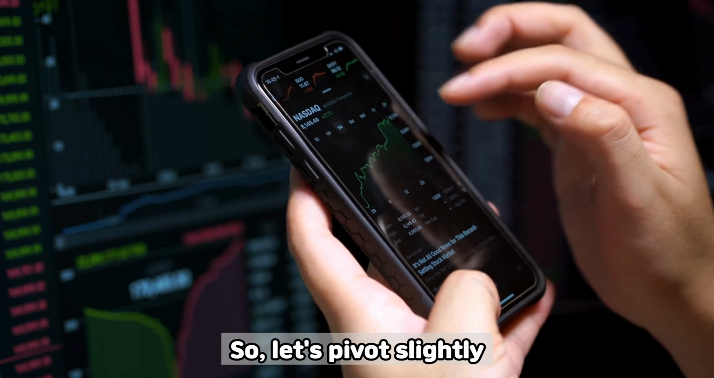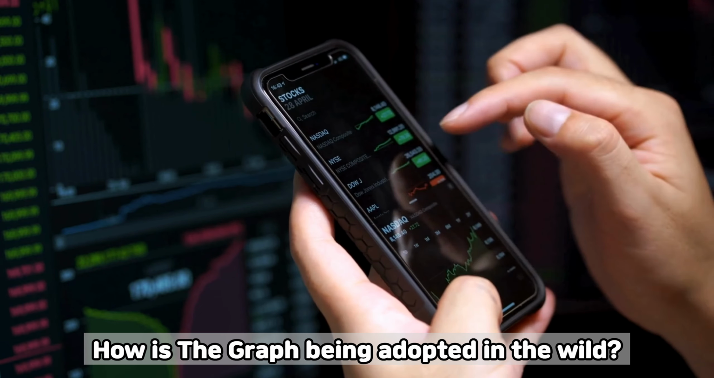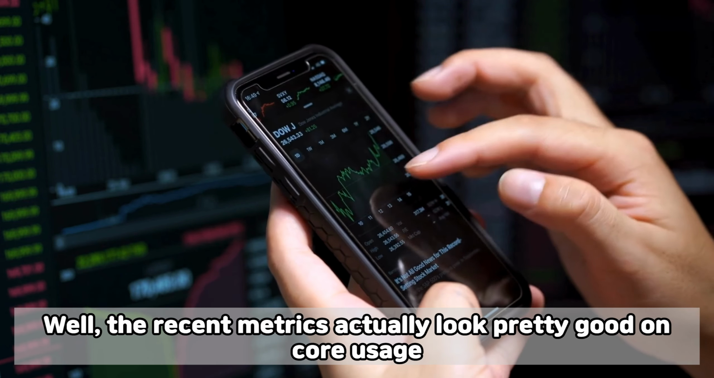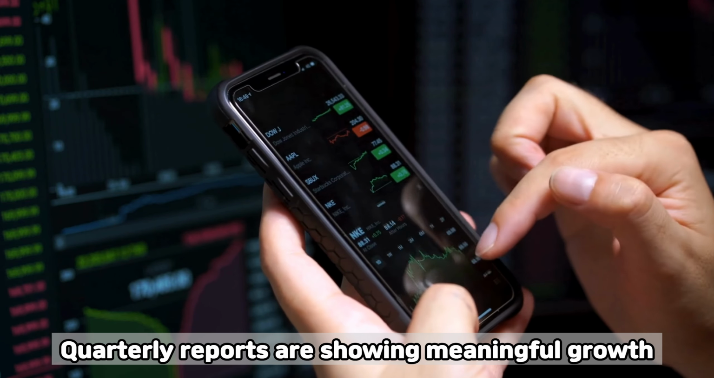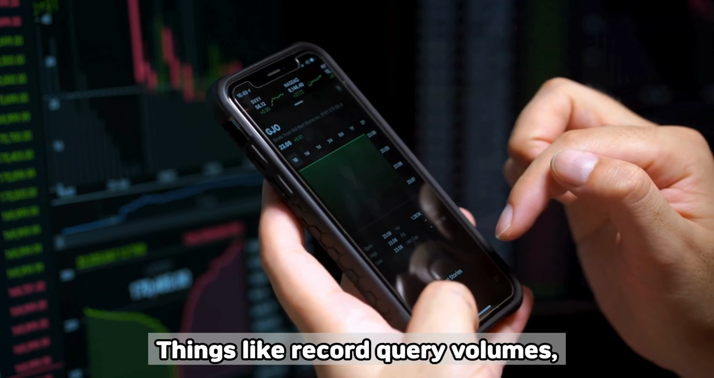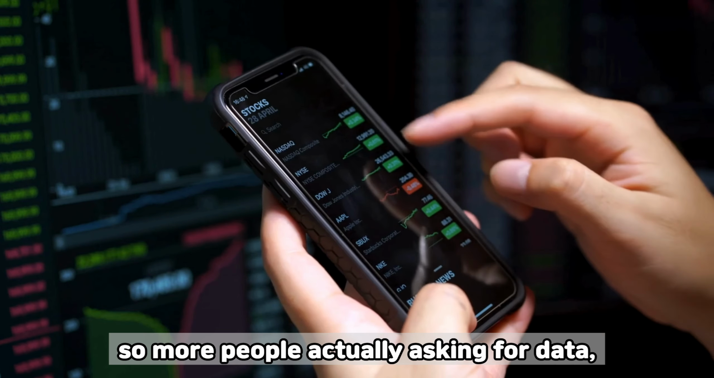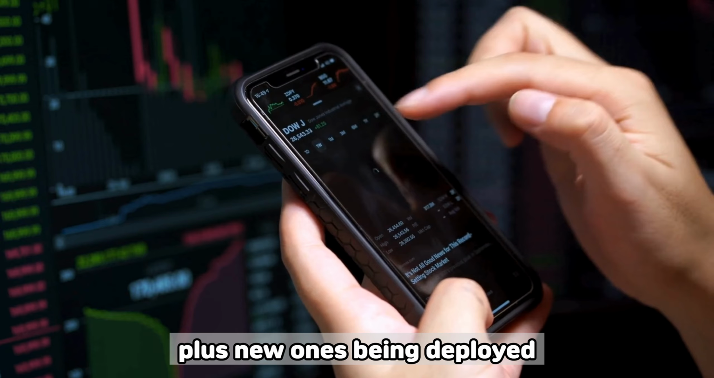Yep. So let's pivot slightly. What does all this mean for actual use? How is the graph being adopted in the wild? What are the trends? Well, the recent metrics actually look pretty good on core usage. Quarterly reports are showing meaningful growth. Like what specifically? Things like record query volumes. So more people actually asking for data. And rising counts of active subgraphs, plus new ones being deployed.